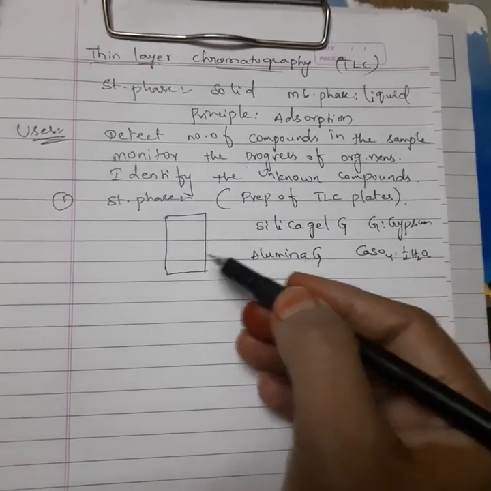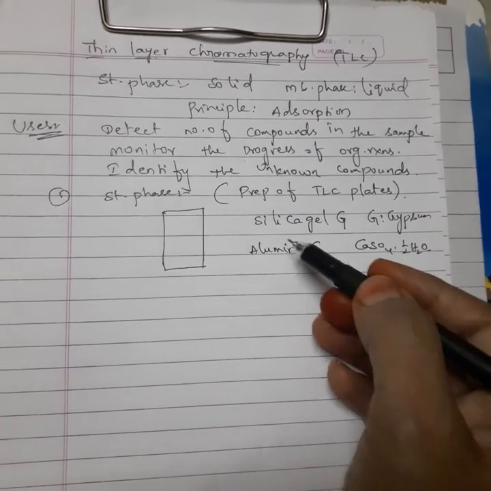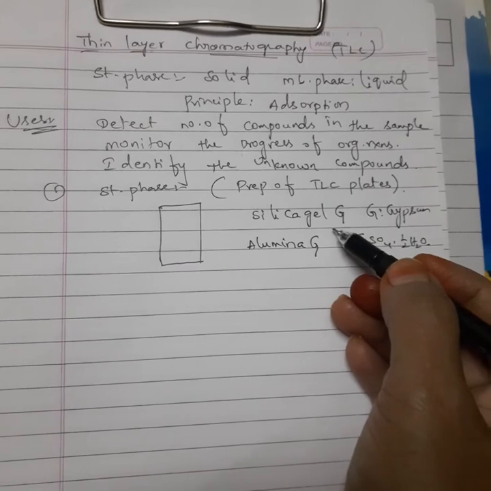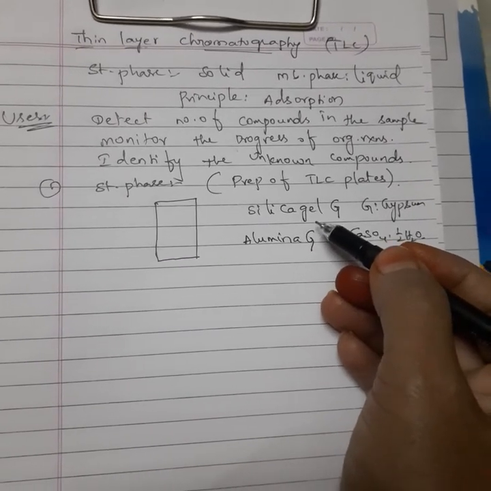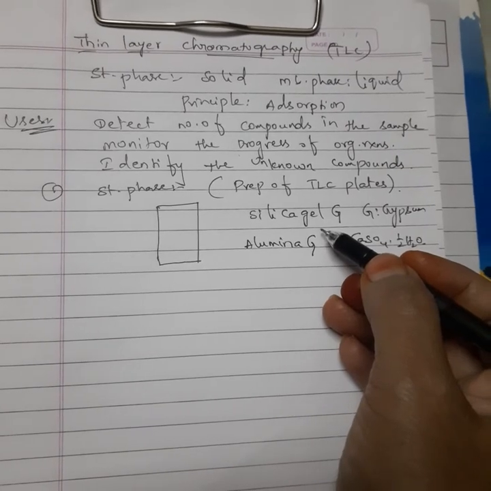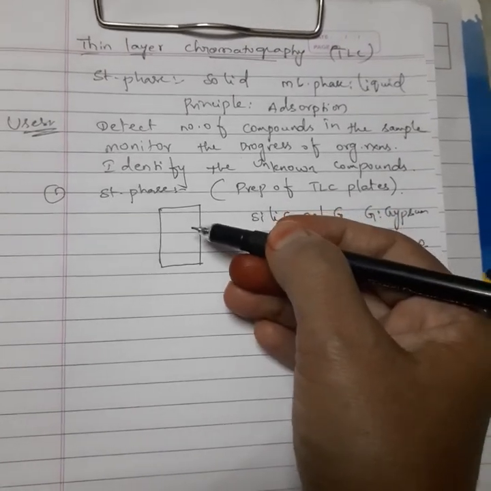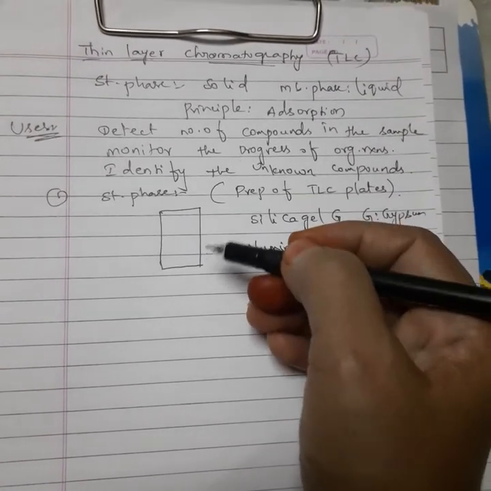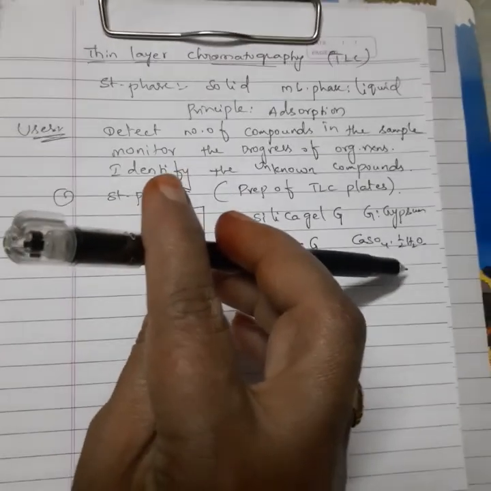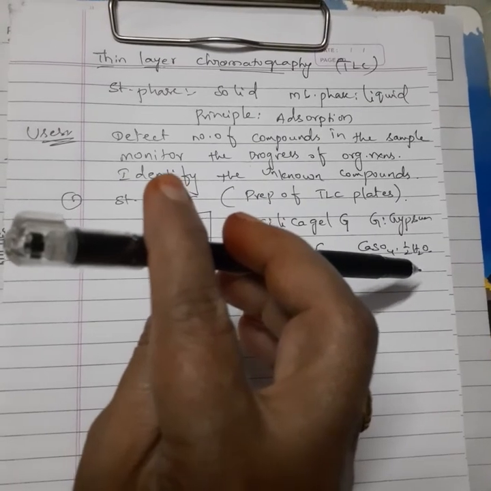Here we are taking a micro slide and silica gel G, which is readily available in the market in the form of powder. To that we add water and make it into a slurry, and we place the slide in an inclined position. What is meant by inclined position? Like this, like a slide in the park.